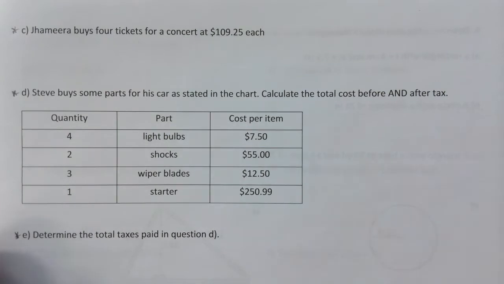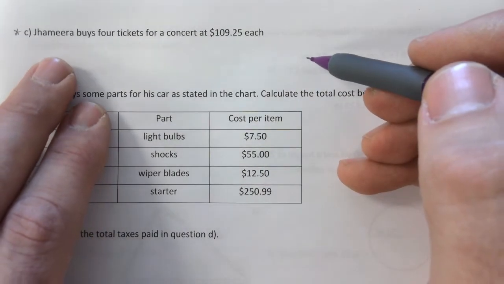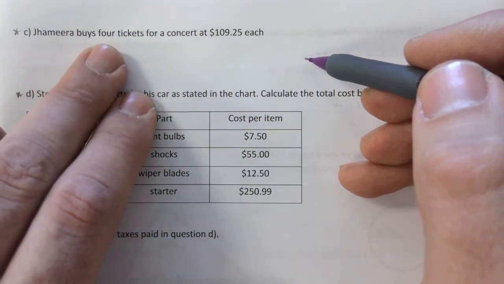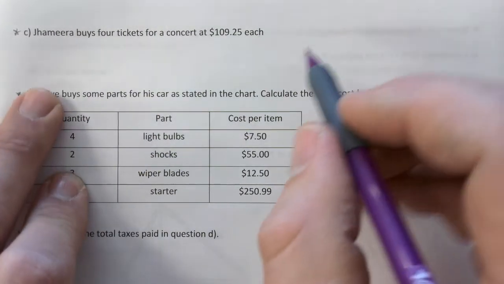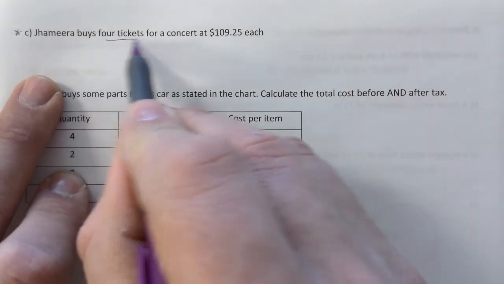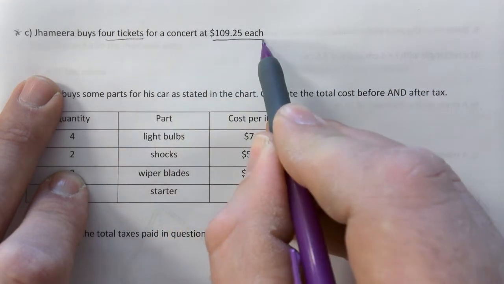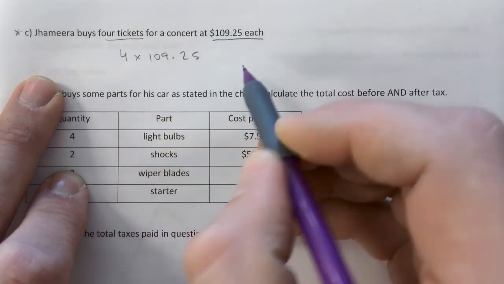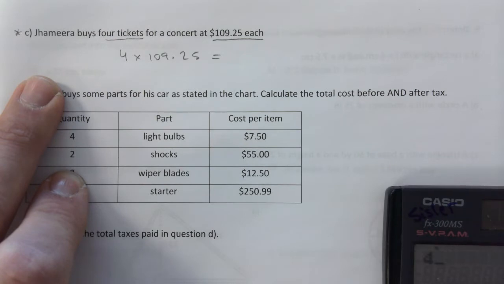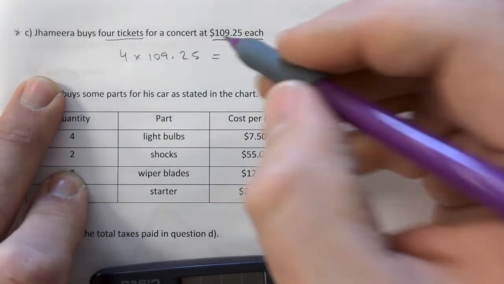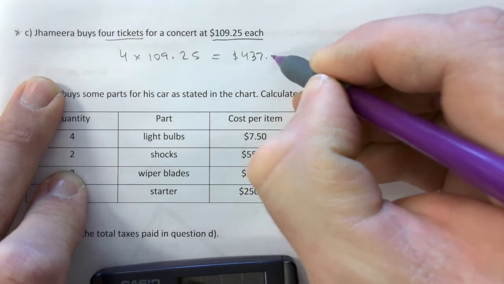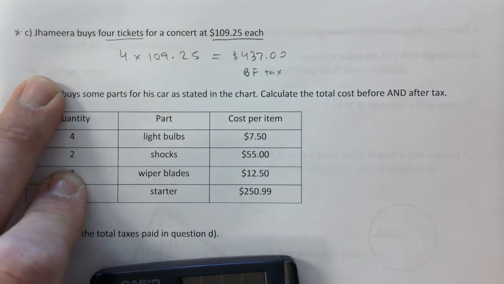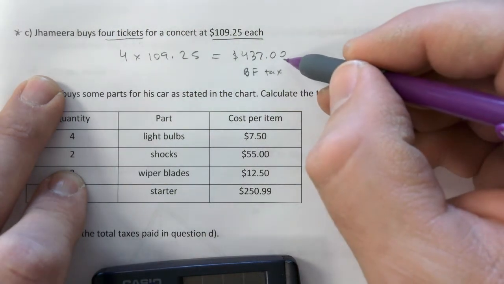So these questions that we're doing now involve before and after tax, right? If you go back, each scenario is asking you to find the price before and after taxes. Okay. So Jamira buys 4 tickets at 109.25 each. So 4 times 109.25, right? That's 437. That's before tax. If the question says find out the cost before taxes, you're done there.